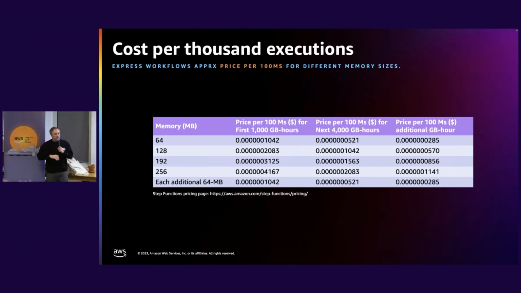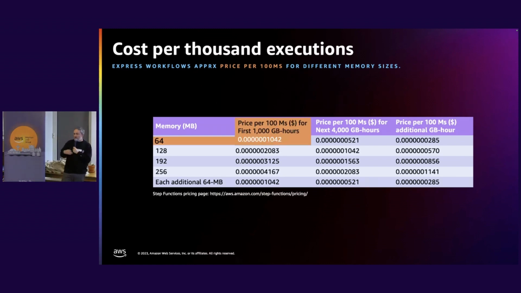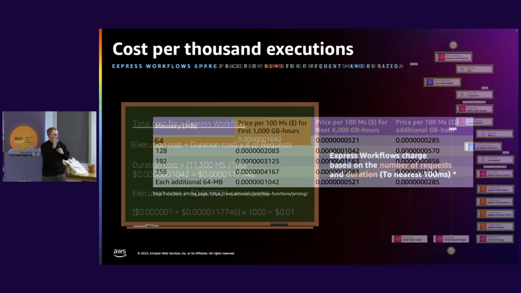So this is based on how big the input payload is that it needs to process and how big your workflow is. This is not something you can configure, it's just given to it, and it goes up in 64 megabyte increments. If your workflow is not huge, it'll probably be this number here for the first 100 milliseconds for the first 1,000 gigabyte hours. Don't worry too much, back to the board.